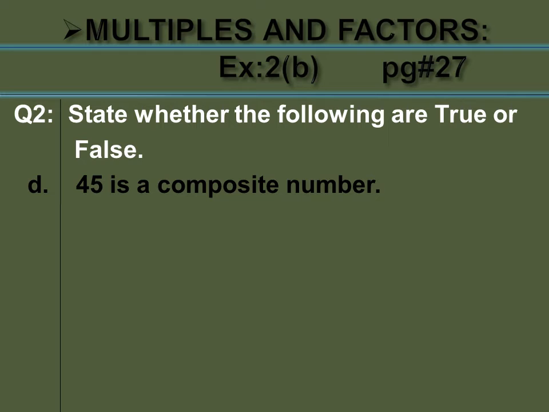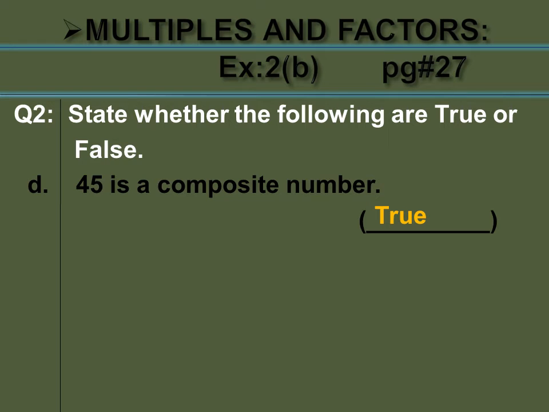Now we will move to the next part, part D. 45 is a composite number. For checking whether 45 is composite or not, we will check the divisibility of this number 45. For checking the divisibility by 3, we will add the digits. 5 plus 4 is 9. 9 is completely divisible by 3. So the given number is a composite number. So the statement is true.